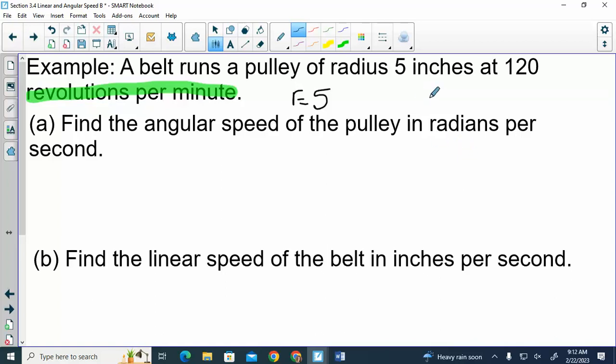Angular. Okay, so it's kind of like our omega, except there's a problem, because I told you that anytime you're using it, it has to be in radians, correct? Mm-hmm. So that's what part A says. Find the angular speed in radians per second. So we have to convert. We currently have 120 revolutions per minute.